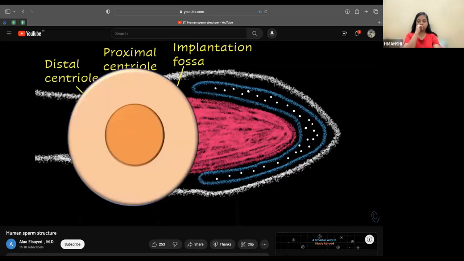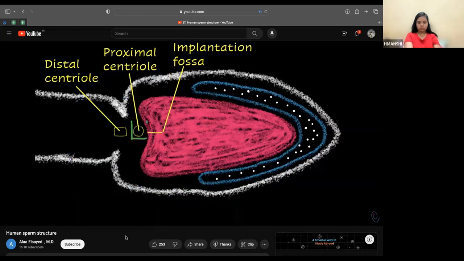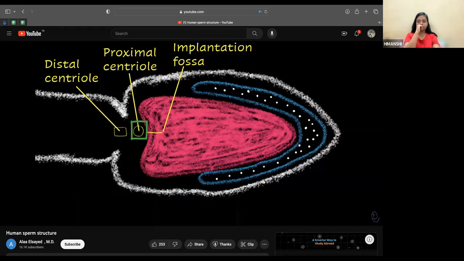Examining a cut section of the centriole, it looks like a cylinder, surrounded by 9 peripheral triplet microtubules. This is called a triplet microtubule because it contains 3 microtubules arranged together. This proximal centriole has an important role after fertilization, as it forms the mitotic spindles required for chromosome separation.